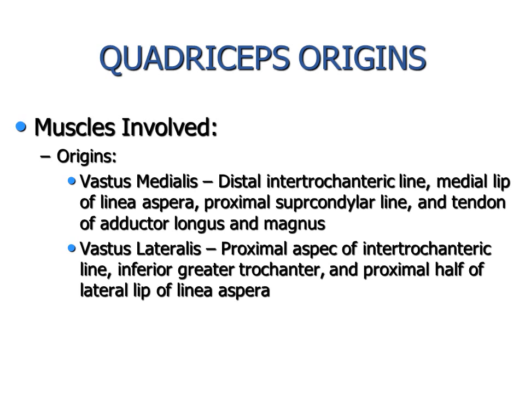The vastus medialis has its origin at the distal intertrochanteric line, also a slip from the medial lip of the linea aspera, and then approaching the knee it has a slip that comes from the proximal supracondylar line, and then also a piece that attaches to the tendon of the adductors longus and adductor magnus.